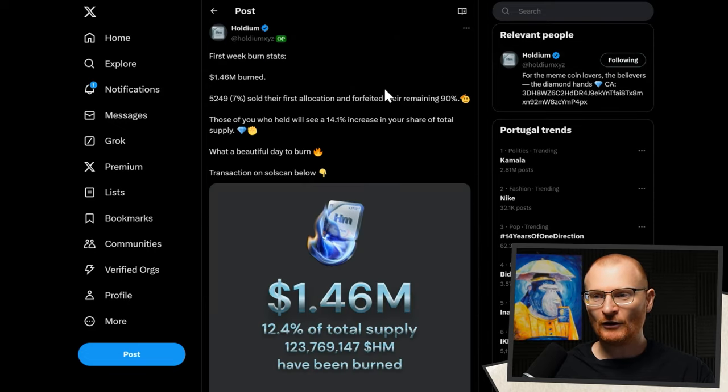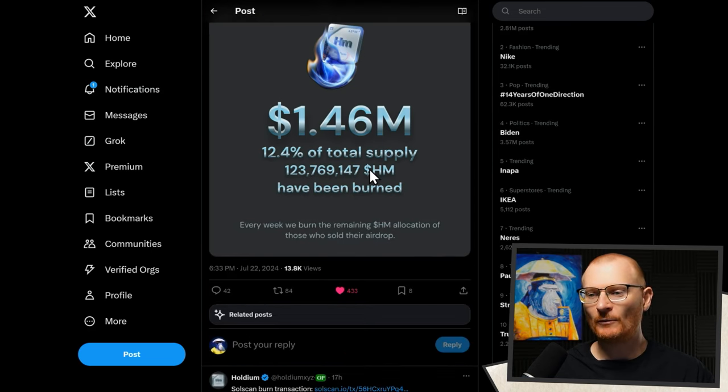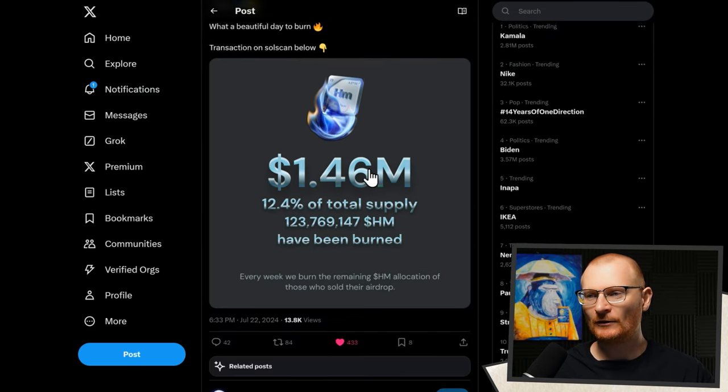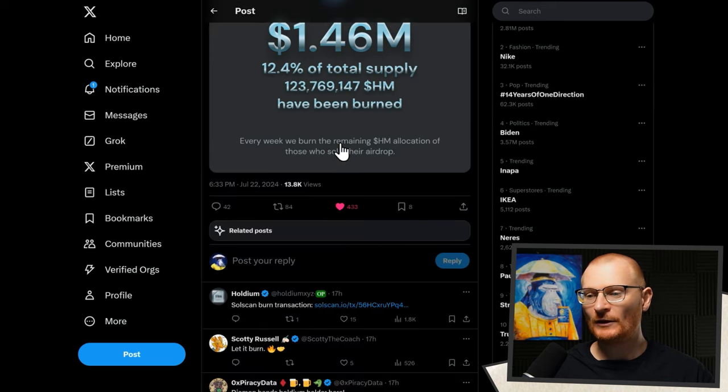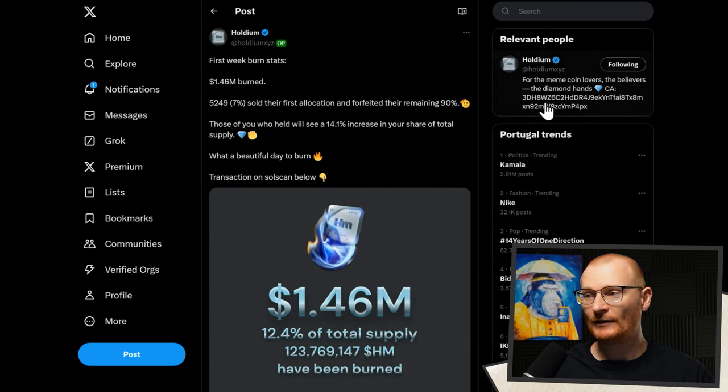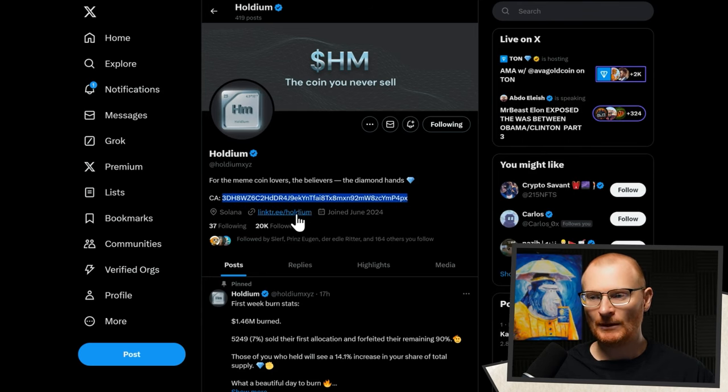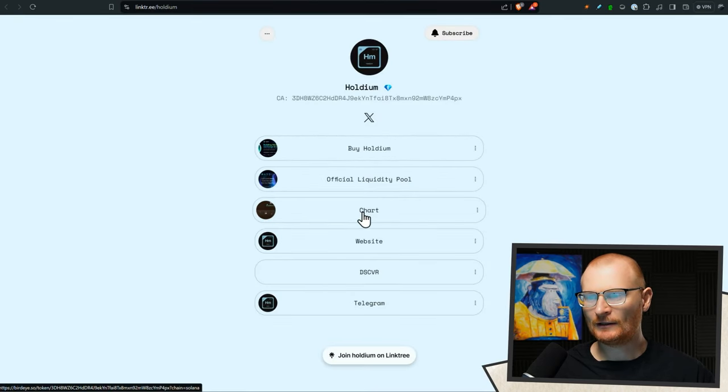And an update on Holdium. I'm still holding all of my Holdium. I haven't sold any of it. I still want them to open up a Meteora pool, so that would be good if they can do that. But 1.46 million burned. I have no idea what the token is looking like. We can have a quick look at it. Maybe it's even in the link tree to the Birdeye chart.